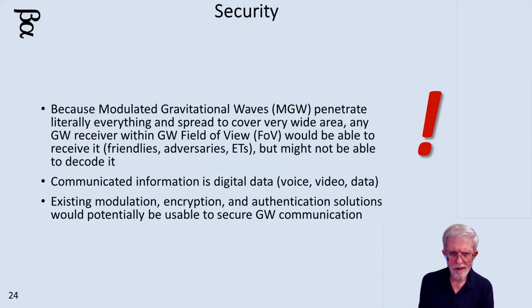But what about security? Since gravity waves will pass through pretty much anything, anyone in the receiving field of view of your gravity wave signal will be able to pick it up. Friendlies, adversaries, ETs could pick up your gravity wave signal. But just as we do for other forms of communication today, we encrypt them. We require authentication to make a connection. We use encryption to make the signal where it's not easily decoded. We could do that with gravity waves.